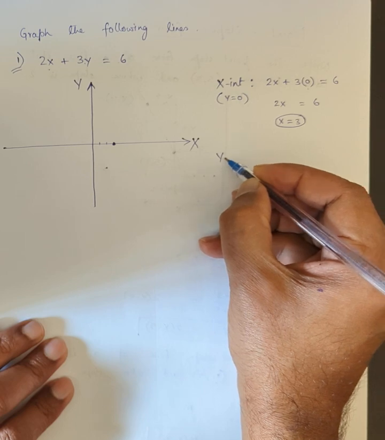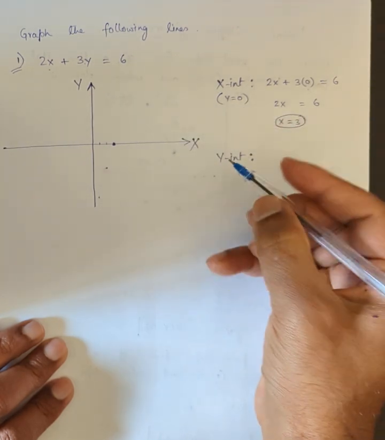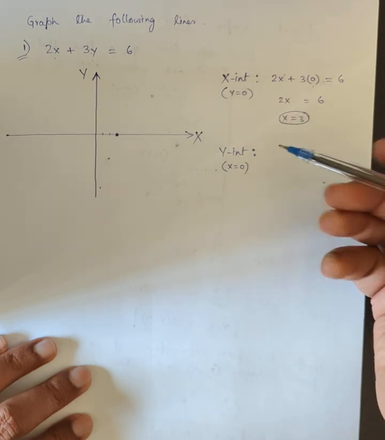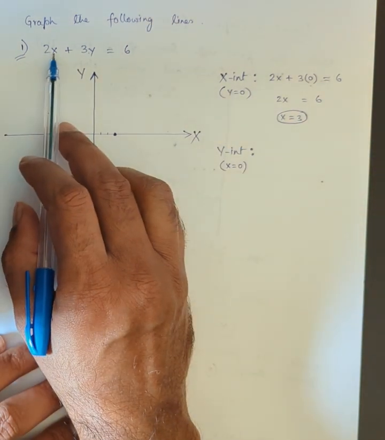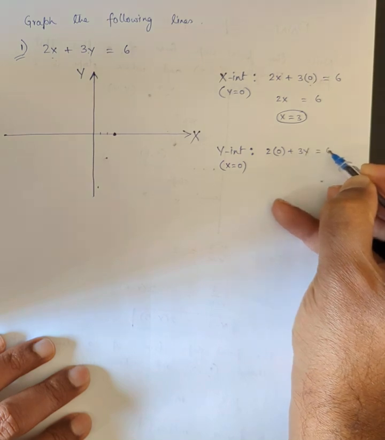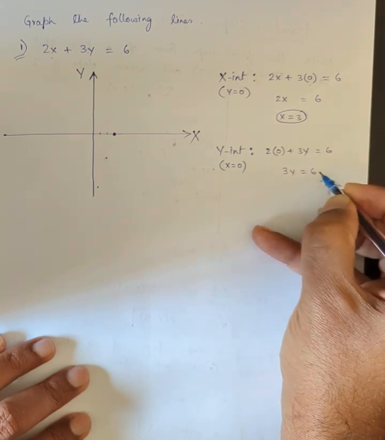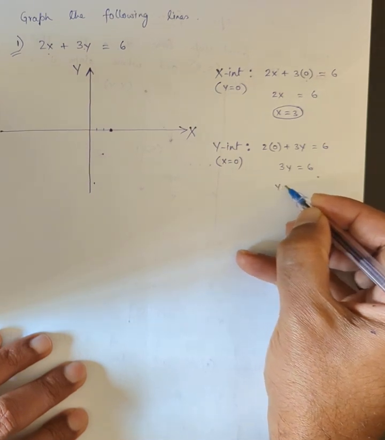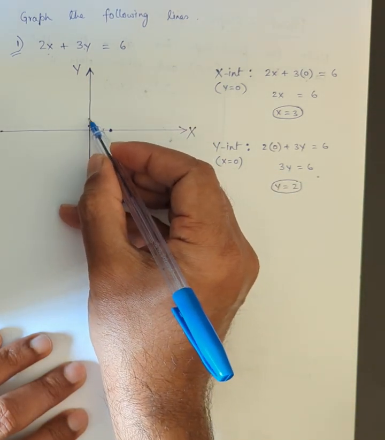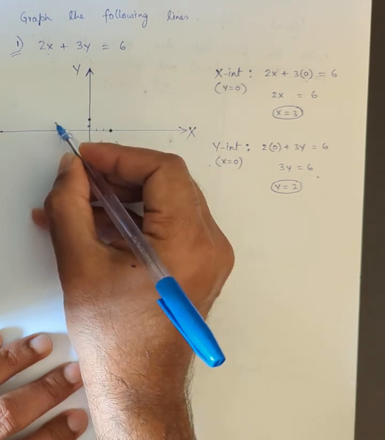Similarly, I'm going to find the y-intercept. The y-intercept is a point on the y-axis, so I know the x-coordinate is 0 there. So to find the y-intercept, I plug in x equal to 0, which means this time it's 2 times 0 plus 3 times y equal to 6. 2 times 0 is just 0. 0 plus 3y is 3y equal to 6. Then I divide both sides by 3. I get y equal to 6 divided by 3, which is 2. So I'm going to have 2 right there. This is the point 3 comma 0, and this is the point 0 comma 2.